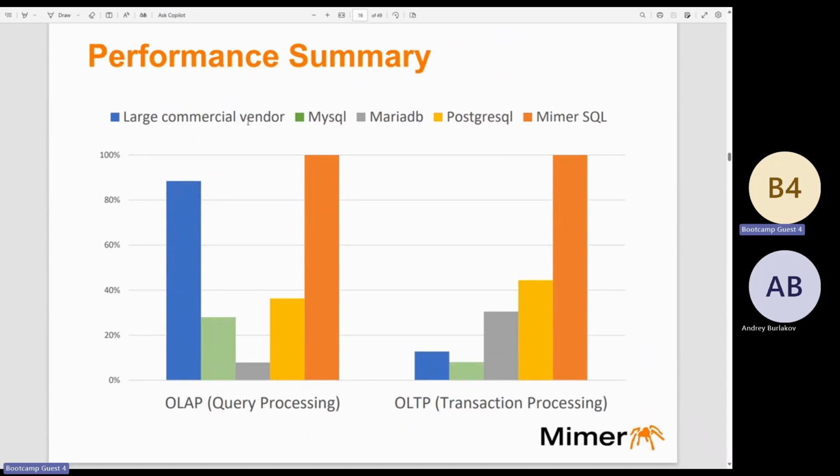I did a little summary here just so you can see: if you want OLTP, you want it to be fast. And with the query, I kind of turned this graph around compared to the benchmarking before. The blue here, for example, was the large commercial vendor. We were almost the same as Mimer on the query side, but when it comes to transaction processing, we're lots and lots of times faster than them.